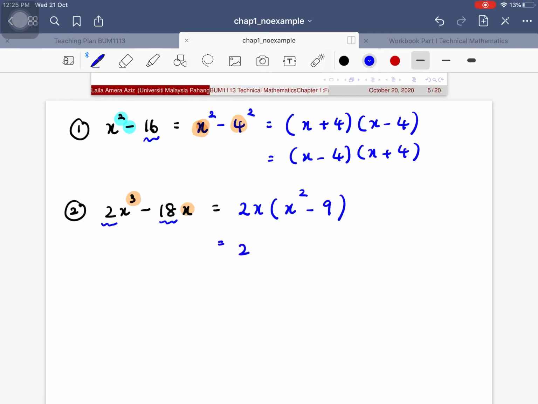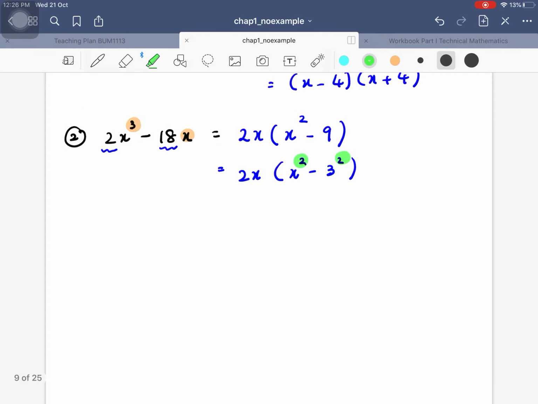So I can write this as 2x multiplied by x squared minus 9. We know that 9 is 3 squared. Then only can I apply the formula. Now it satisfies all the conditions. This is already a square. So therefore, I can simply write that this is going to equal 2x, x minus 3 multiplied by x plus 3. That is going to be the factorization.